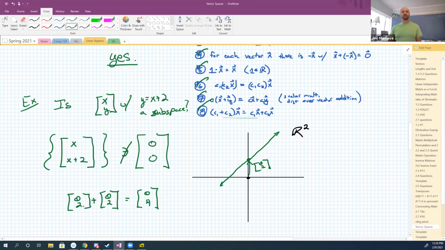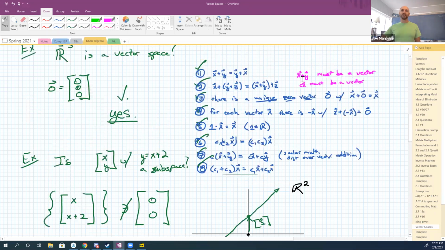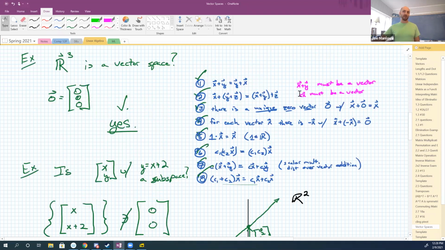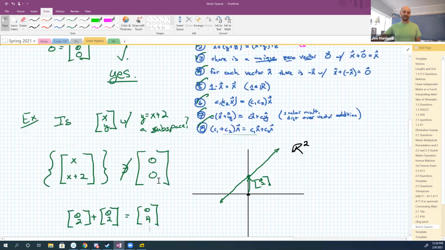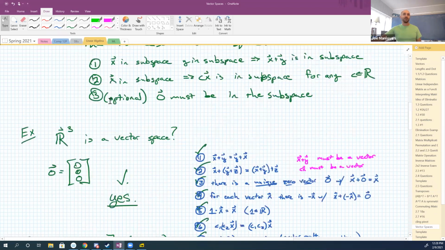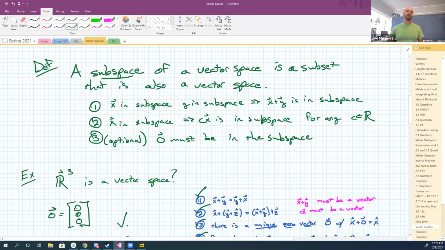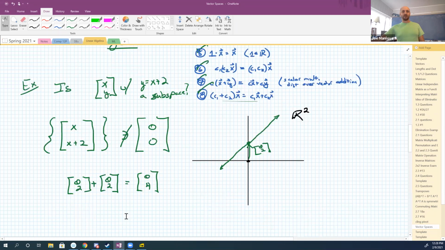You guys see that? So there are two vectors in here that when I add them up, they get out of it. So when I said you have to check these two pink things, like x plus y has to be a vector and cx has to be a vector, well, this thing fails even that, which is why the zero vector is not in it. You guys see that? That's this first condition, right? If x is in the subspace and y is in the subspace, then x plus y should be in the subspace. Well, when I checked that with two vectors like 0, 2 in here, it got out of the subspace.